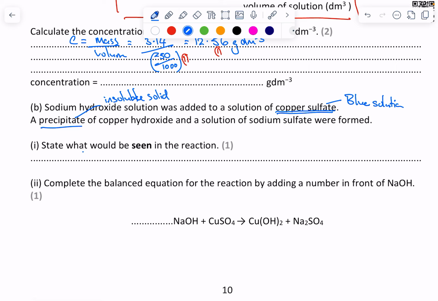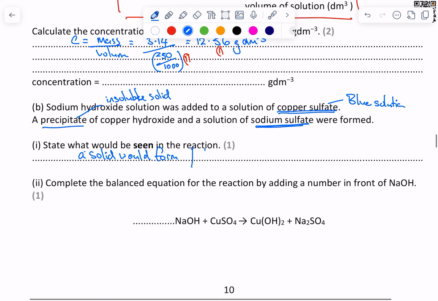First thing you could say is a solid would form, because this precipitate is insoluble and you start to see that form. The other thing you could say is the copper sulfate solution is blue, sodium sulfate solution is colorless, so we could also say the solution would go colorless, but you have to get one of them for the mark for that question.